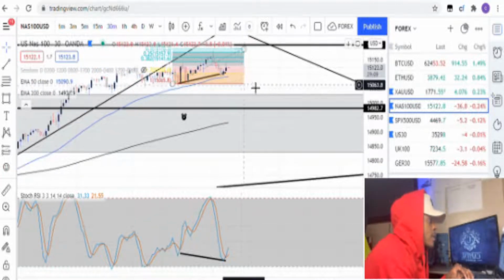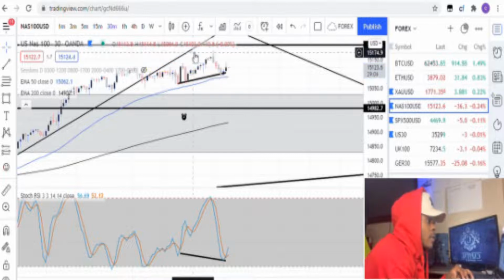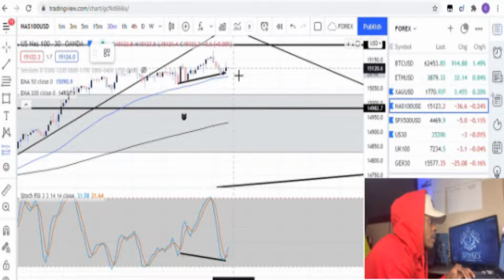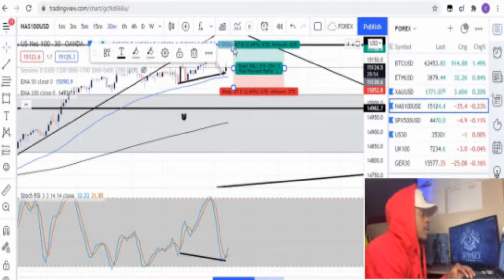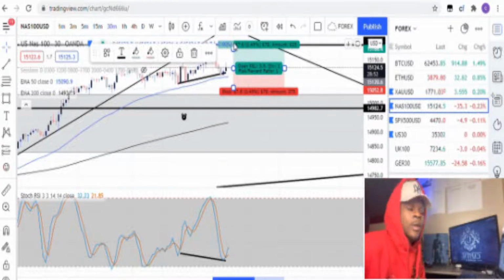I think I'm going to enter this trade for Nas very quickly. I'm going to test this out right here. So I'm going to enter right here where the market is right now. Let's see. I'm going to hit it up here. So I'm going to enter this trade real quick and then I'm going to be right back with you guys. All right, we are back.